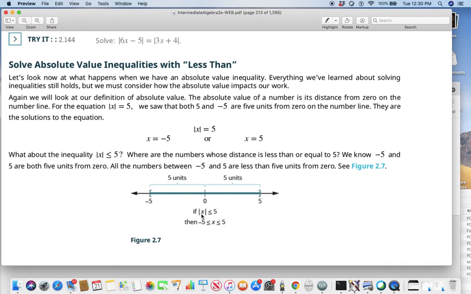What does it mean to say absolute value of x is less than or equal to 5? That means the distance of x from 0 is less than or equal to 5. That means x has to be anywhere in this interval from negative 5 to 5. Any number here has distance less than or equal to 5 from 0. Therefore, if absolute value of x is less than or equal to 5, then x has to live here. In other words, negative 5 is less than or equal to x, which is less than or equal to 5.